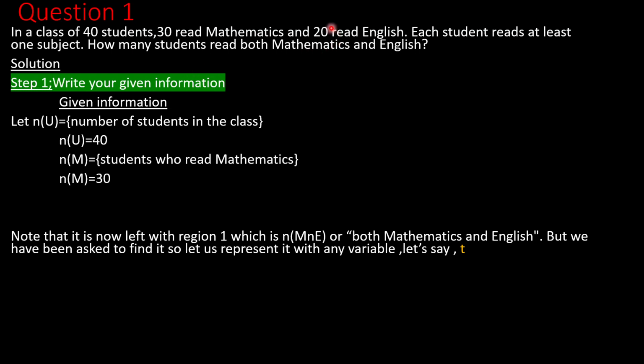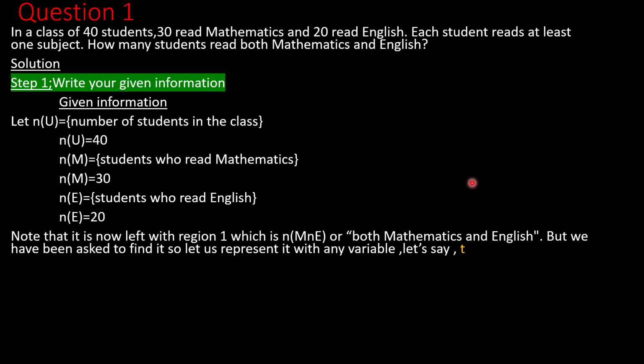Let's come to the third clue. 20 read English. So number of e, where e represents English, refers to the number of students who read English, and there are 20 students who read English. And note that it is now left with region 1, which is the number of M intersection E, or both maths and English.